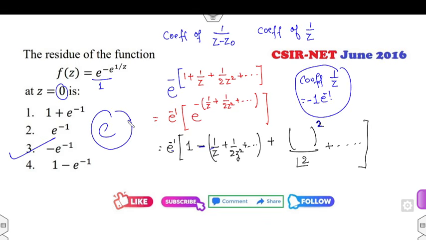So this is the way you can solve all these singularity questions in a very, very simple manner.